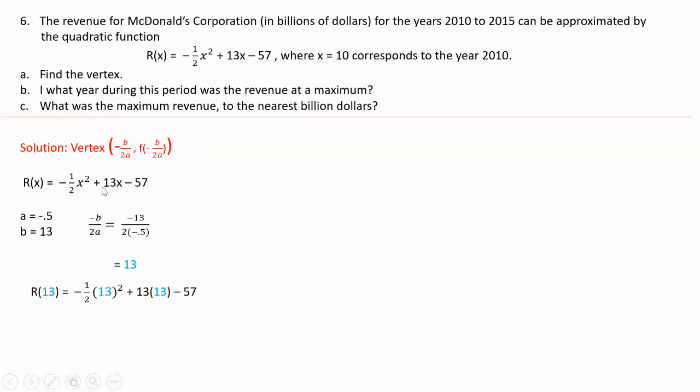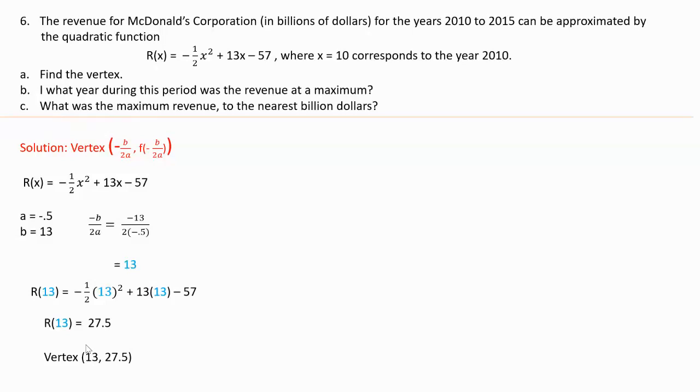Right? So then, for the Y part, we find R of 13, because this is a revenue function. So we plug in 13 for every X, on the X squared and the X here for the 13X. The answer should be 27.5. So this is my vertex. My vertex is (13, 27.5).